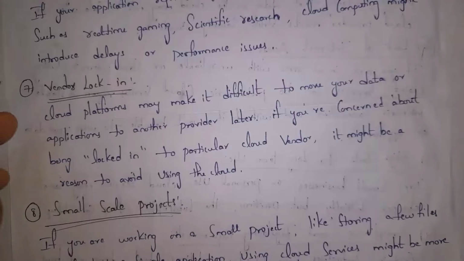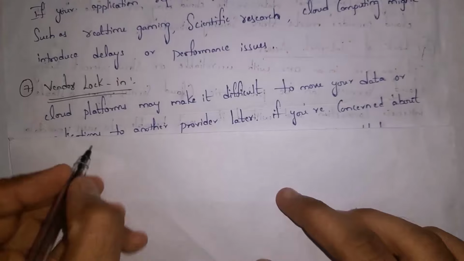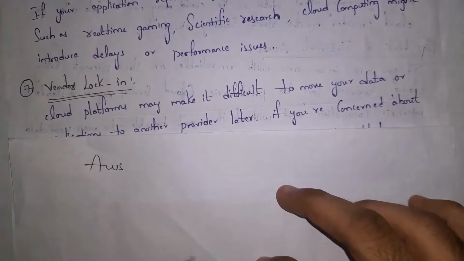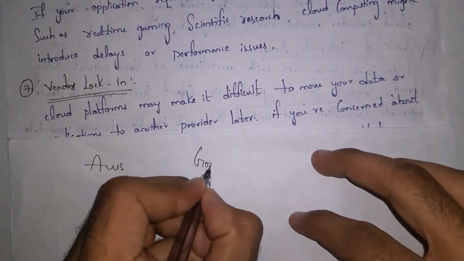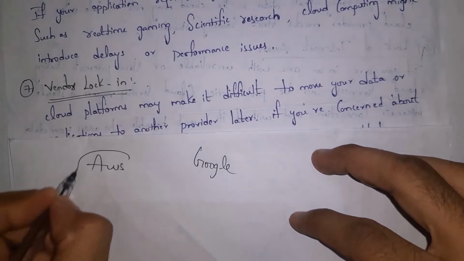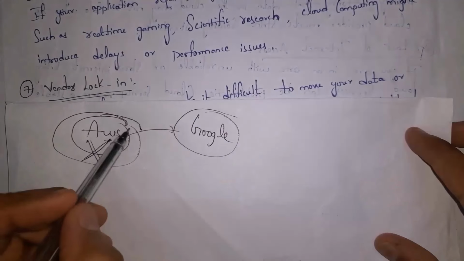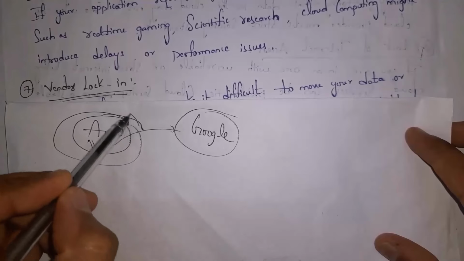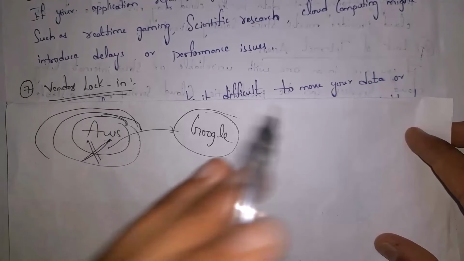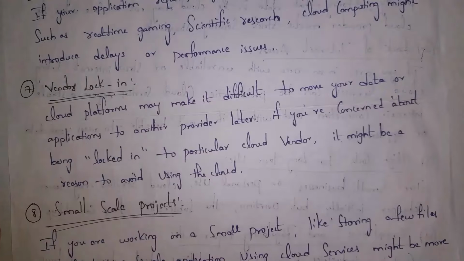And the seventh one is vendor lock-in. For example, the AWS company is one vendor and the Google company is another vendor. My complete data is stored in AWS. Now I want to move my complete data to Google Cloud, but AWS will not accept data transfers to other clouds. If you want to perform data transfers, then cloud is not the best option for you.